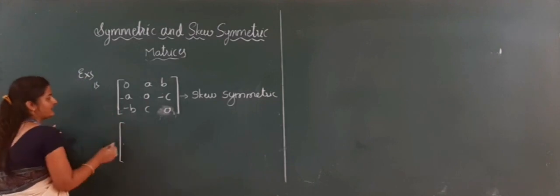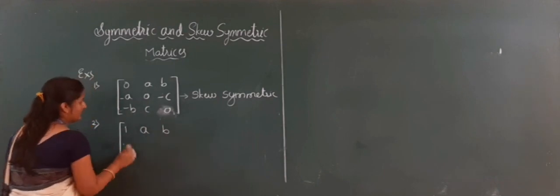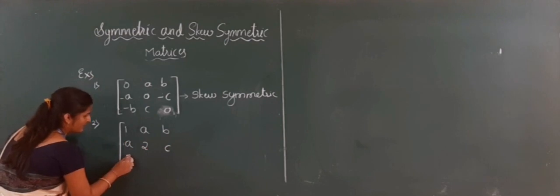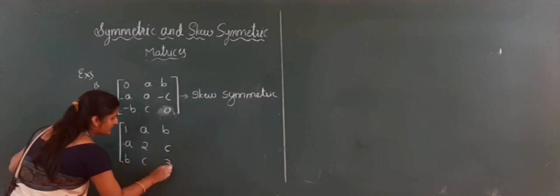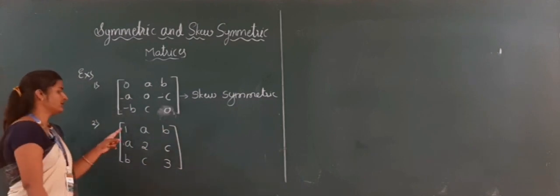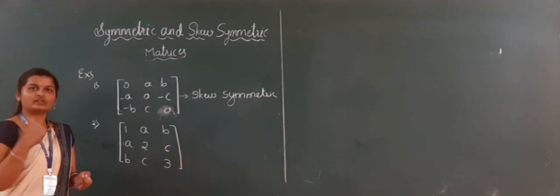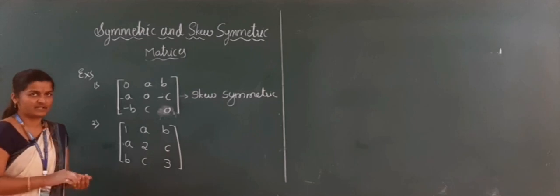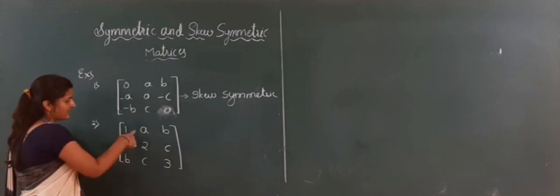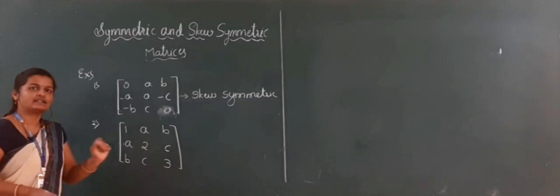If this same matrix is given like this, I will take the second one: 1, A, B; A, 2, C; B, C, 3. Now tell me, is this symmetric or skew symmetric? The diagonal elements are 1, 2, 3, not equal to 0, so it can't be skew symmetric. It is not a skew symmetric matrix. Just to check for symmetric: diagonal elements can be anything. The coinciding elements here are A, B, C, the same. So it is a symmetric matrix.